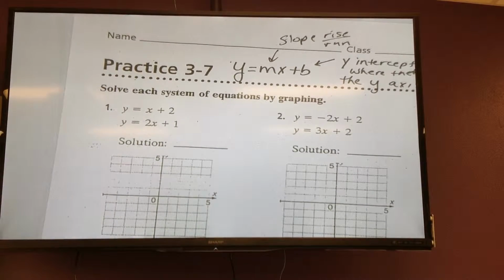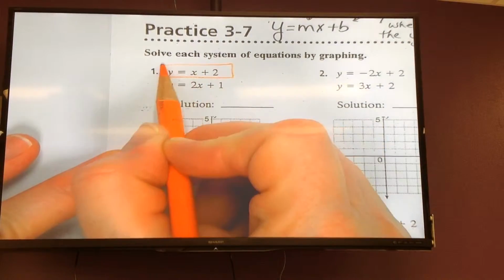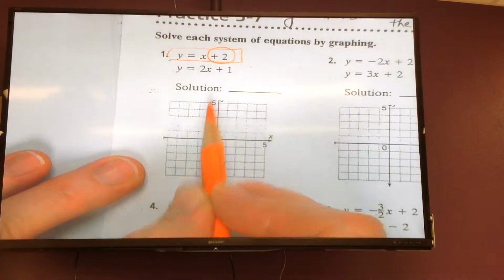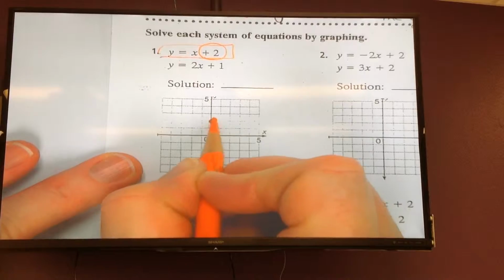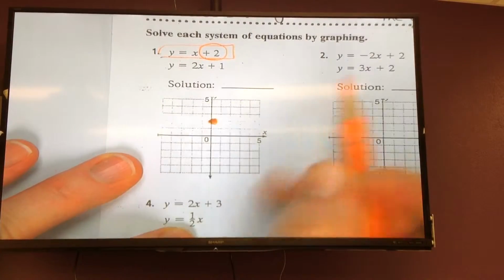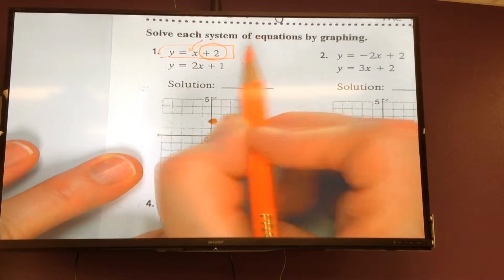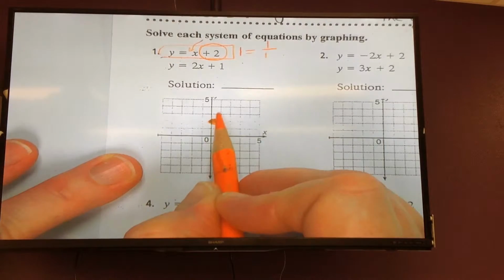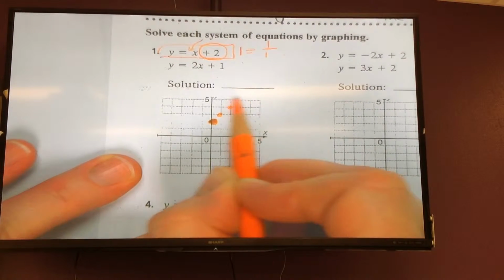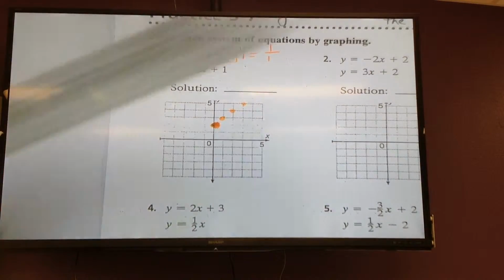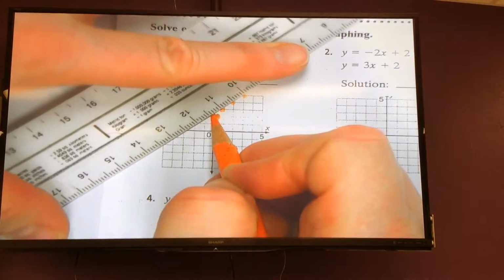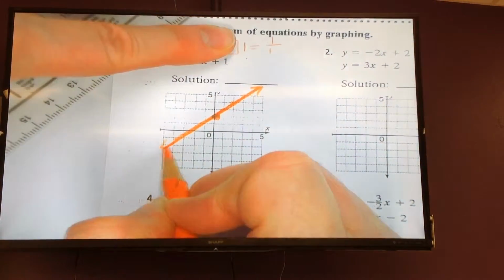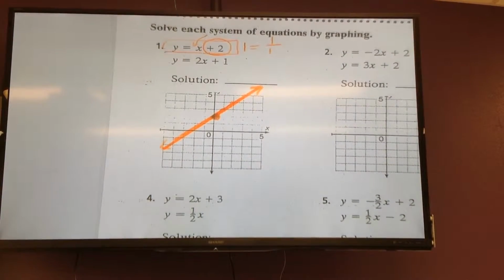And if we start with number 1, our y-intercept is at 2. So that means it crosses the y-axis right at 2. So I'll put a dot at 2. And that will be one point on our line. Our slope is the number on the x, which is 1, which we would write as 1 over 1, which is a rise of 1, a run of 1. So there's another point. A rise of 1, a run of 1. And then if we connect those dots, draw arrows on the end, that would be our graph of that equation.